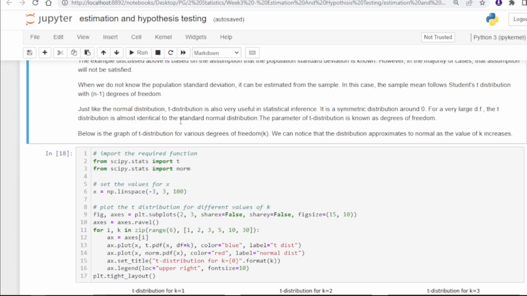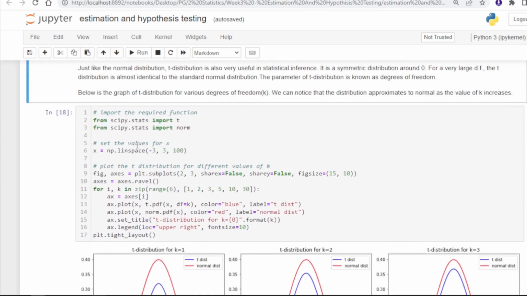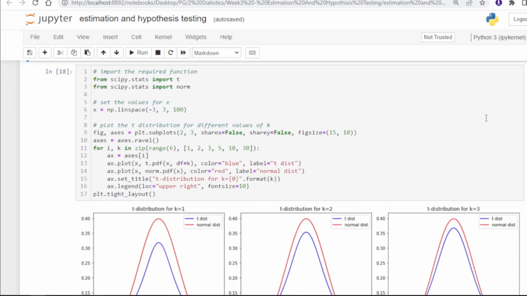Just like the normal distribution, the t distribution is also very useful in statistical inference, and it is a symmetric distribution around 0. For a very large degrees of freedom, the t distribution is almost identical to the standard normal distribution. The parameter of the t distribution is known as the degrees of freedom. Below is the graph of the t distribution for various degrees of freedom, and we can notice that the distribution approximates the normal as the value of k increases.